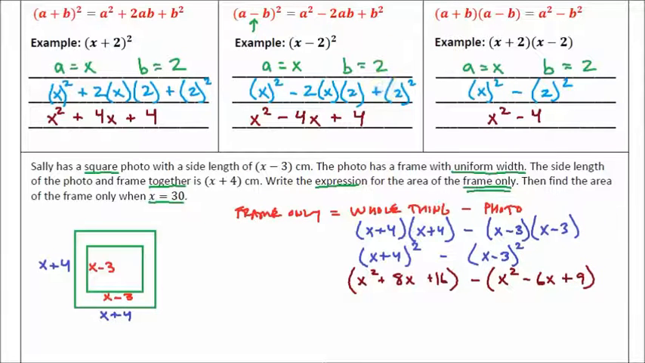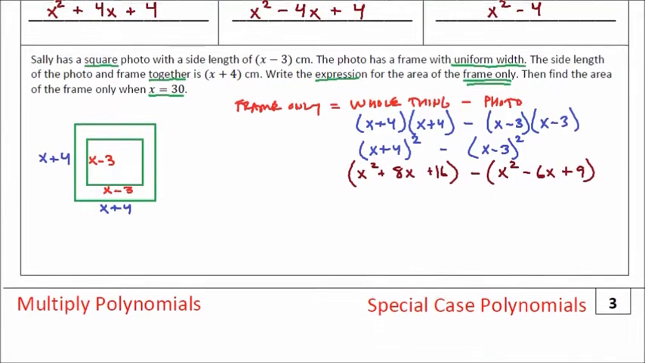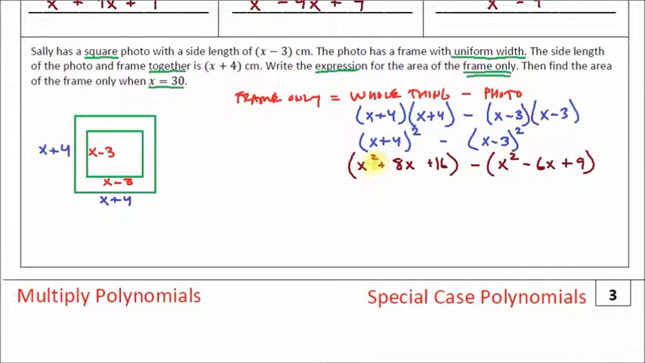All we have to do now is follow our rules of adding and subtracting terms, and we can go ahead and solve this. So let's set this up in a different color. I've got x squared. Okay, let's take that out. Let's go ahead and mark our common terms. There's x squared and x squared. We've got 8x and negative 6x. And we've got 16, which is a constant, and 9, which is a constant.